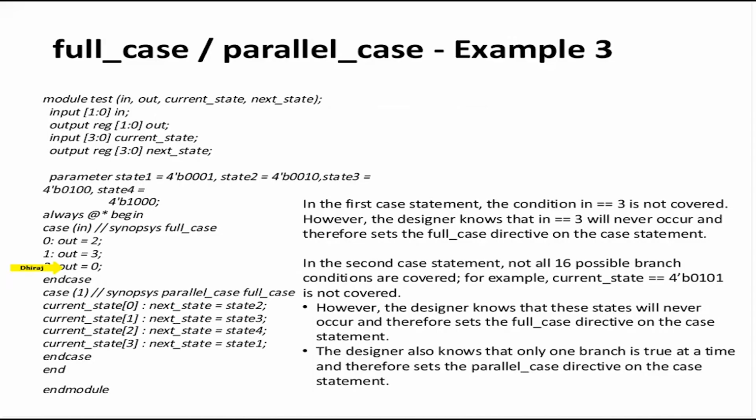But let's say you specify default here and fix the value of output. It might increase the area a bit. Why? Because now the value is not don't care, it is some other value. So the optimization in case of don't care is better when compared to a non-don't care case, as you all know from digital design. So this is the difference here.